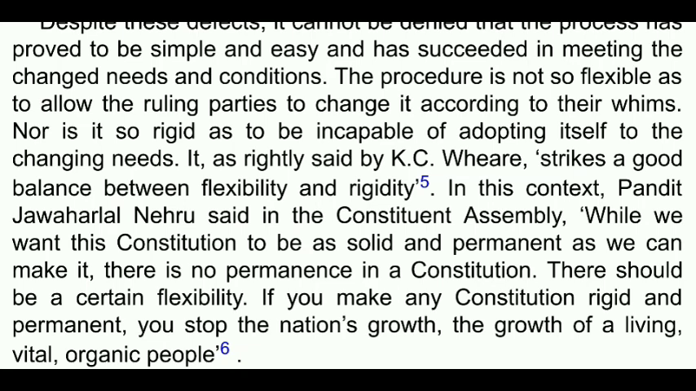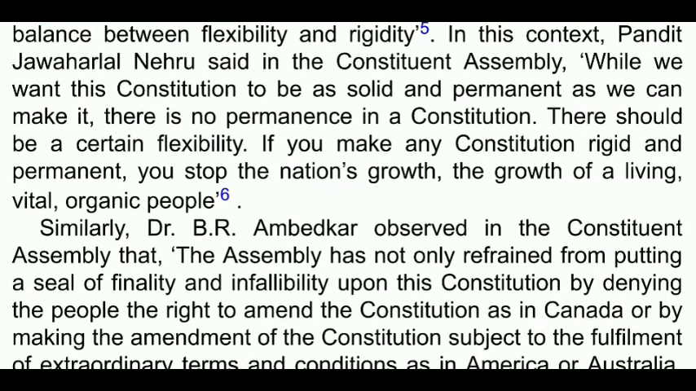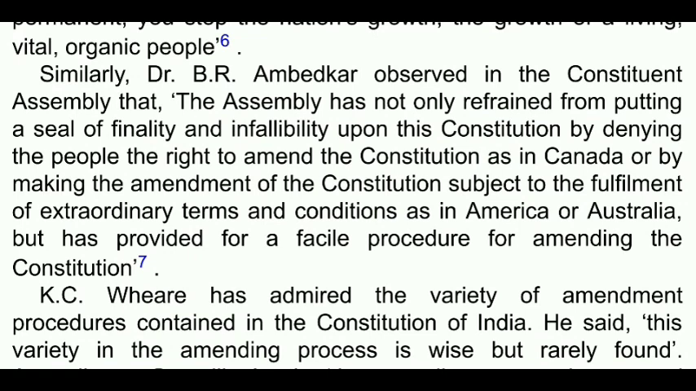If you make any Constitution rigid and permanent, you stop the nation's growth, the growth of a living, vital, organic people." Similarly, Dr. B.R. Ambedkar observed in the Constituent Assembly that the Assembly has not only refrained from putting a seal of finality and infallibility upon this Constitution by denying the people the right to amend the Constitution as in Canada, or by making the amendment of the Constitution subject to the fulfillment of extraordinary terms and conditions as in America or Australia, but has provided for a facile procedure for amending the Constitution.